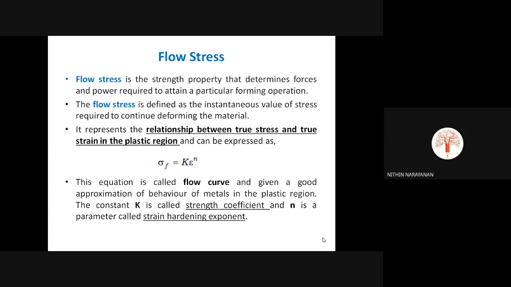So this flow stress is that property which determines the amount of force or power required to attain a particular forming operation. It is defined as the instantaneous value of stress required to continue deforming the material. So it represents the relationship between true stress and true strain in the plastic region.